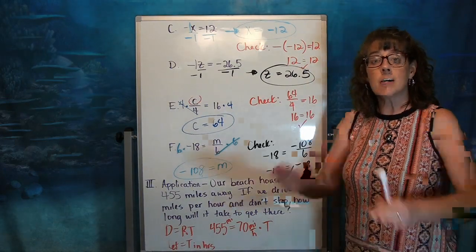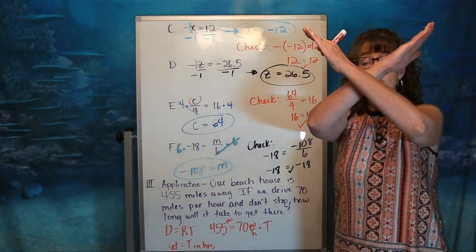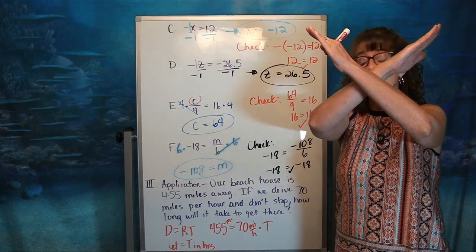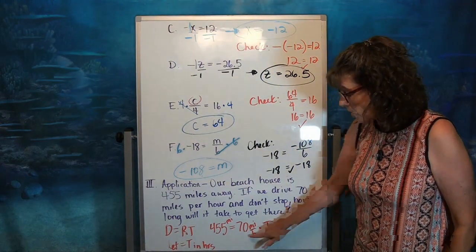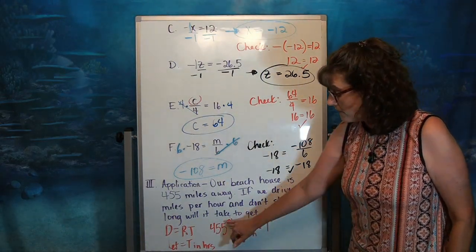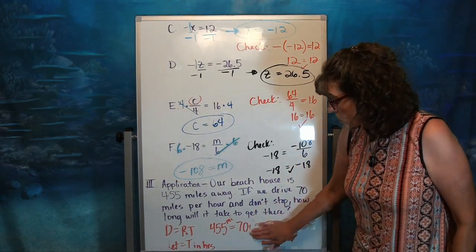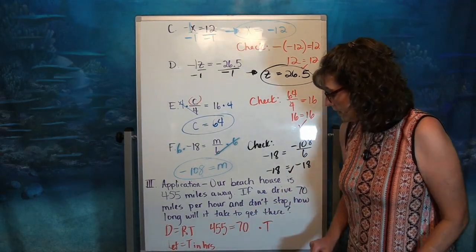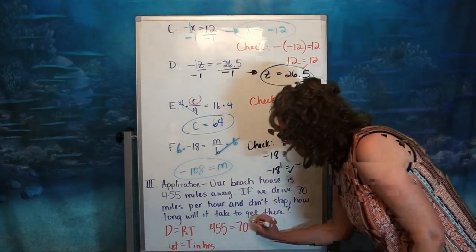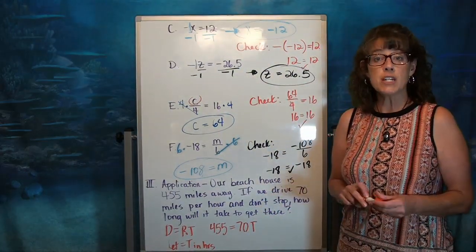And notice this idea of being able to cancel on those diagonals. If we cancel on those diagonals, notice what happens is the hours and the hours will cancel out completely, leaving us with miles and miles. So we know we're setting this up correctly. Here is our equation. We just need to solve it.